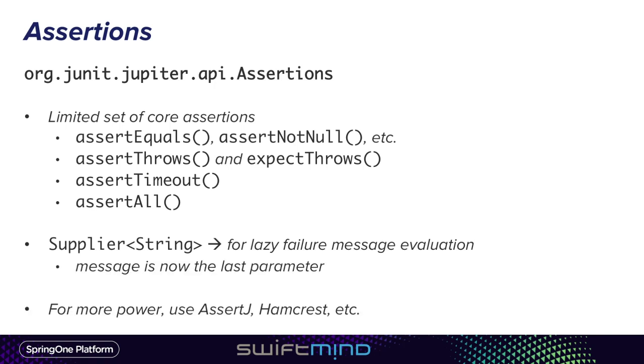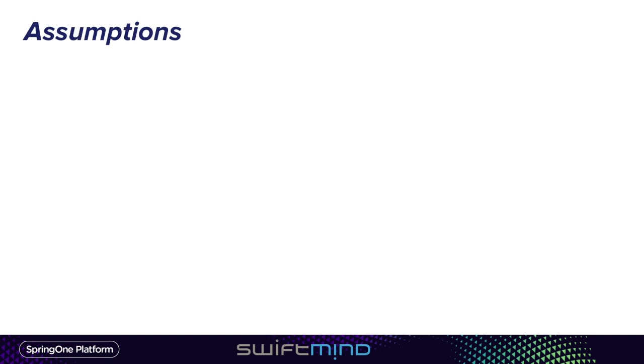And if you don't like all this stuff, or if you don't need this, or you prefer something like AssertJ or Hamcrest, then that's totally supported. Those things throw assertion errors and other exceptions, so there's absolutely no problem using those instead of the assertions from JUnit. Next up, assumptions.